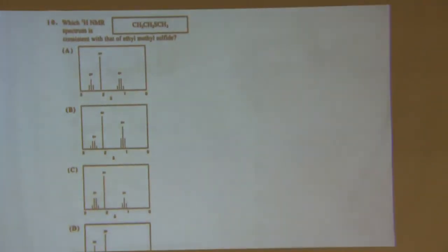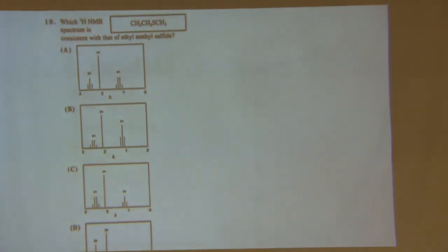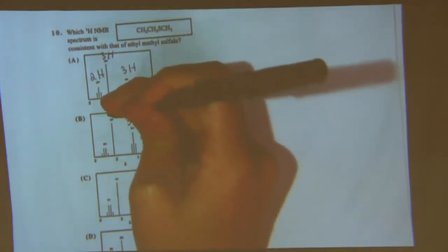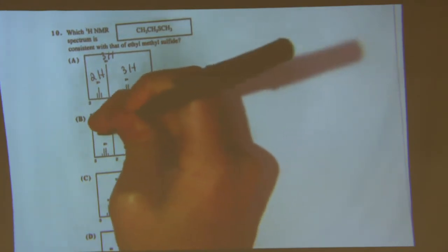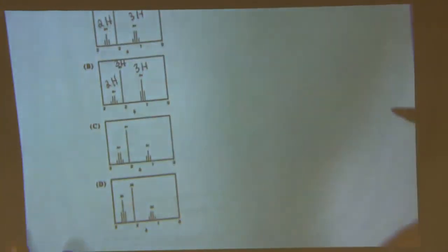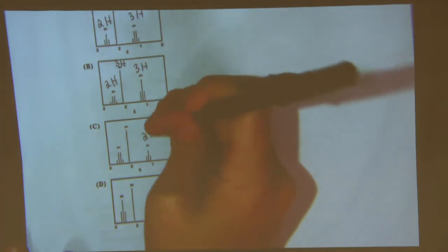Okay. So which H-NMR spectrum is consistent with that of ethyl methyl sulfide? Okay, so this happened last time. I'm going to rewrite the H's because they're too tiny to see. So this is 3H, 3H, and 2H. This is 3H, 3H, and 2H, 2H, 3H.